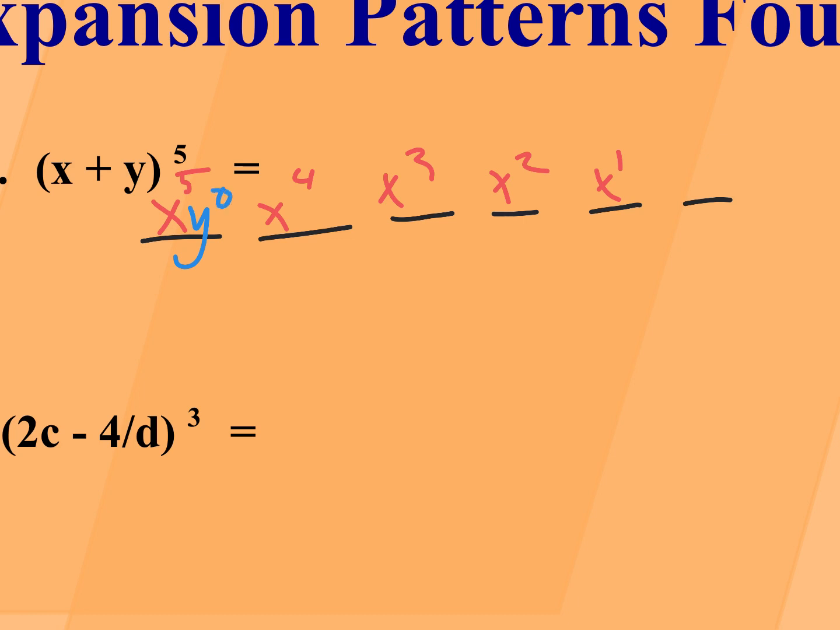So it goes the other way. Y to the 0, y to the 1, y to the 2, y to the 3rd, y to the 4th, and a y to the 5th. Okay. And then, this is the pain in the butt part.